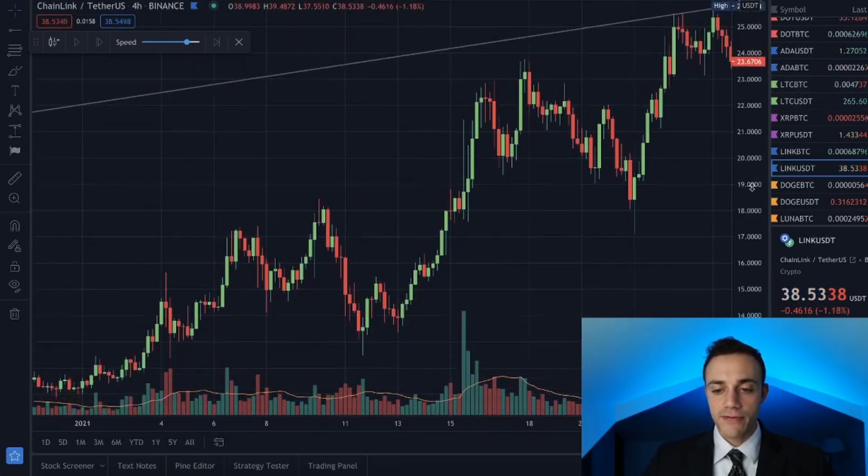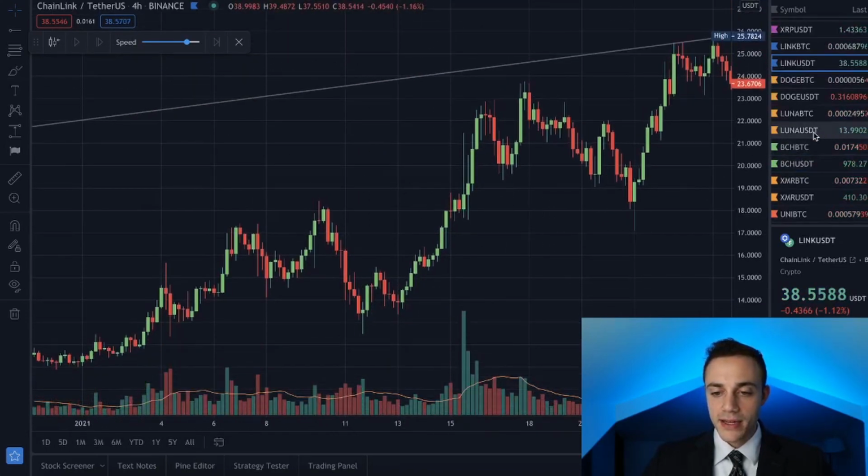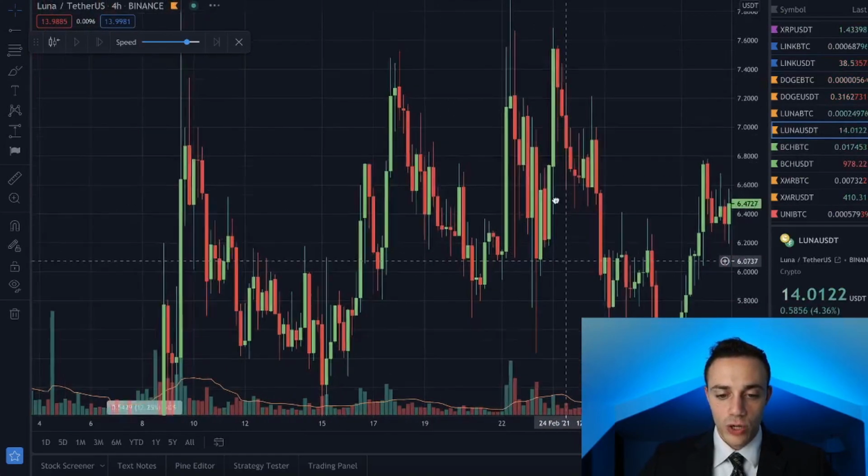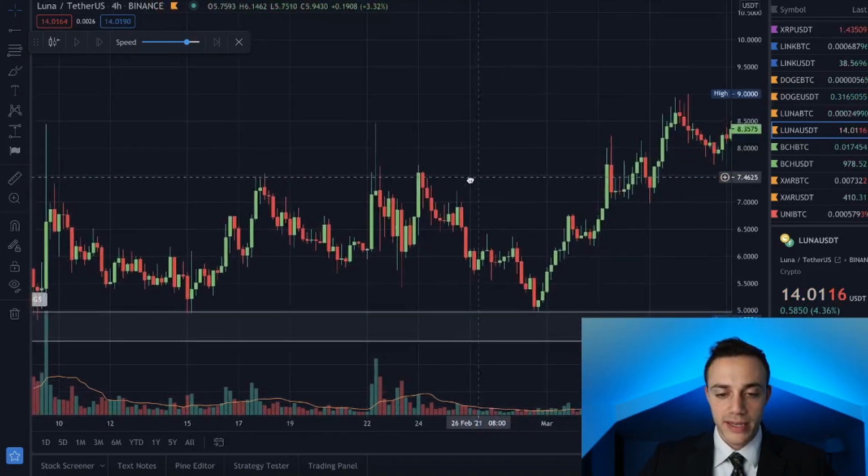Okay, let's look at a different asset. Let's look at Terra Luna, just randomly. It doesn't matter what asset we're looking at. It doesn't matter what chart. Technical analysis plays out time and time again.